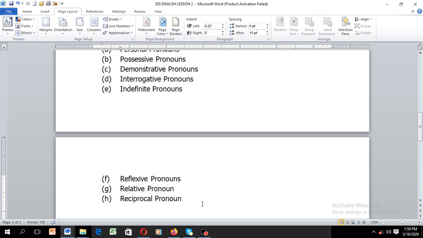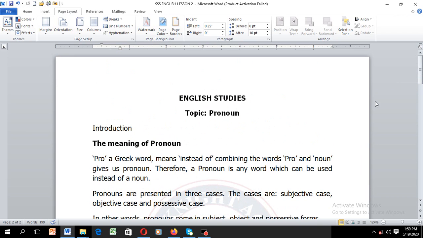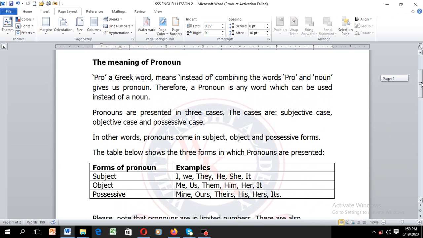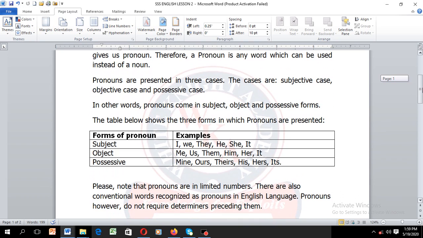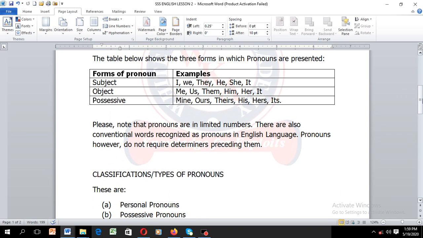Remember, we have talked about a few things here. We've looked at the meaning or definition of pronoun, and I said pronoun is a Greek word which means instead of. So pro and noun gives us pronoun. And we've looked at the forms of pronoun. We have looked at the subject form, object form, and possessive forms of pronouns. And we've also looked at the classifications or types of pronouns.